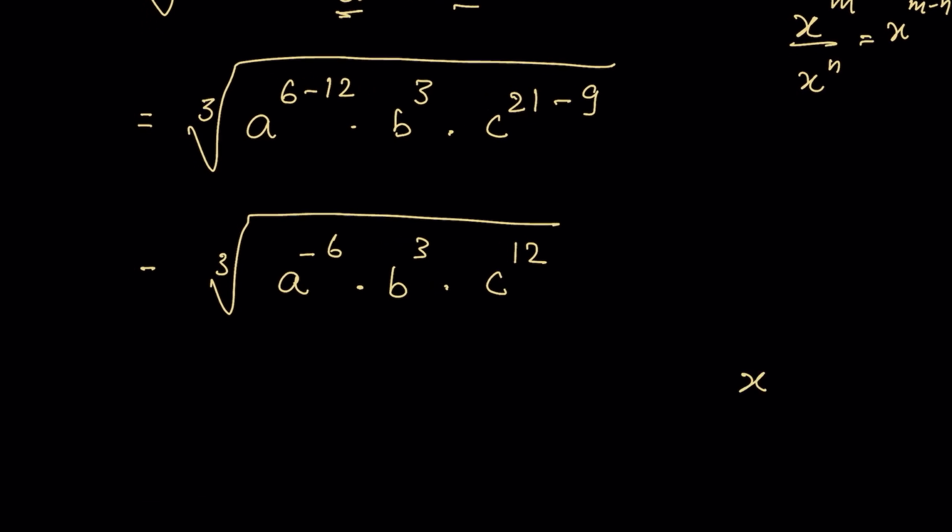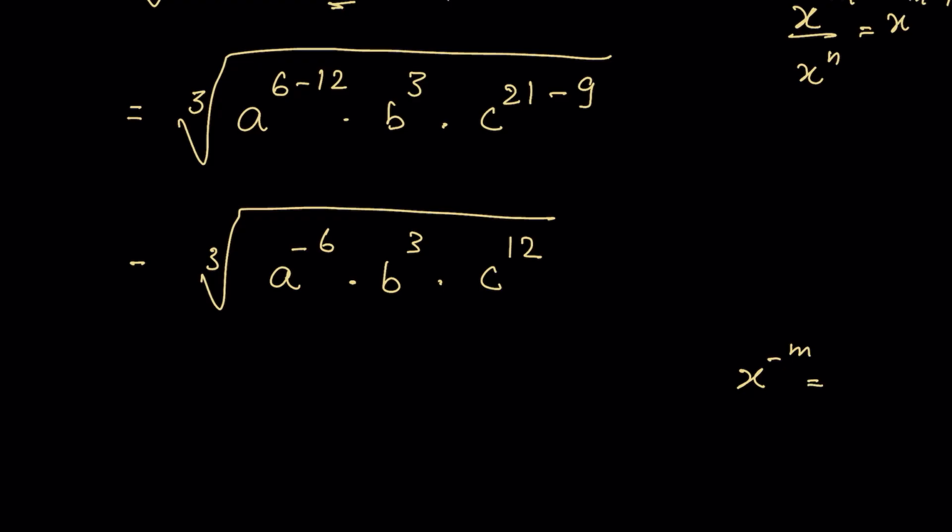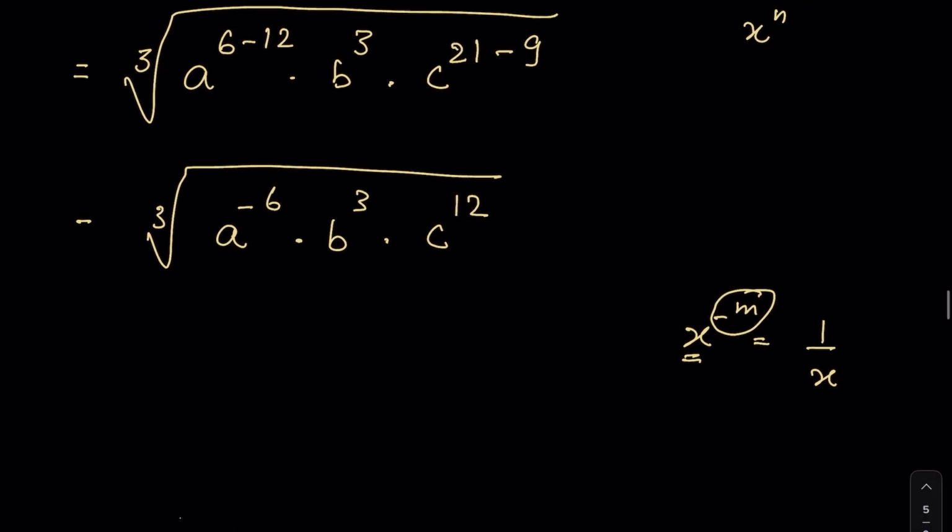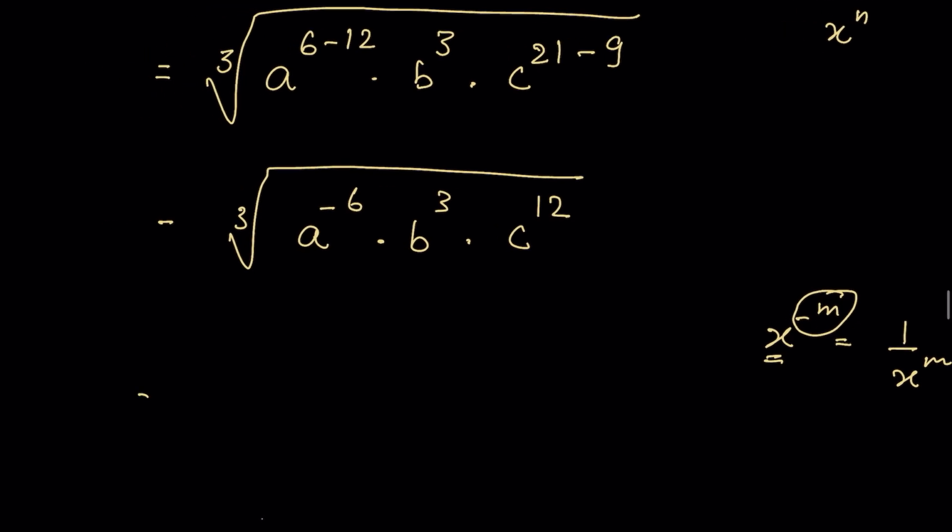Whenever there is x to the power minus m, it is equal to the multiplicative inverse of the base. The multiplicative inverse of x will be 1 upon x raised to the positive power of the exponent. The positive power of minus m will be m. So x raised to the power minus m equals 1 upon x raised to the power m. So it will be 1 upon a to the power 6 times b to the power 3 times c to the power 12.